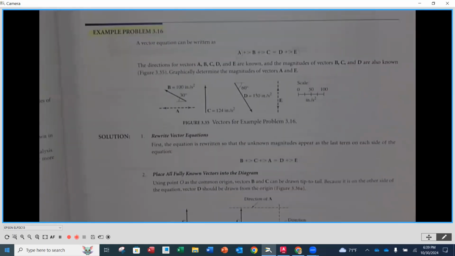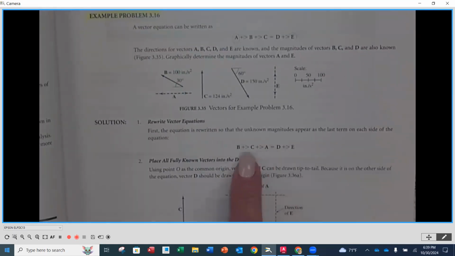So you're going to notice that they rewrote the vector equation to place A and E at the ends of either side of the equation. And as we know, we can add these in any order. We'll still have the same net effect, so that's okay. So now our actual equation is we're going to take B plus C plus A and then equal to D plus E.